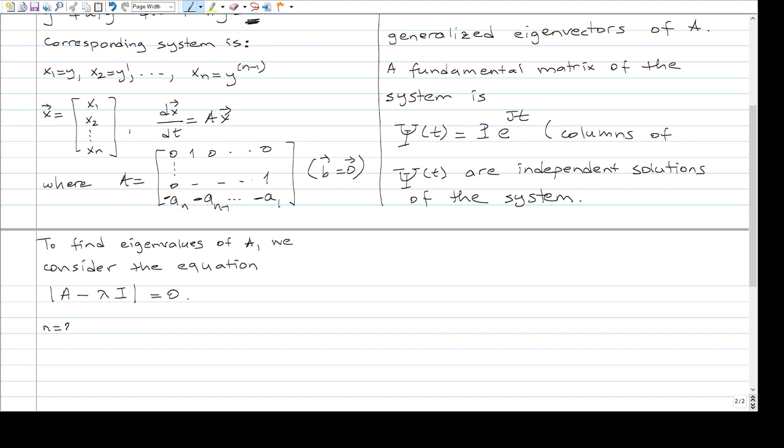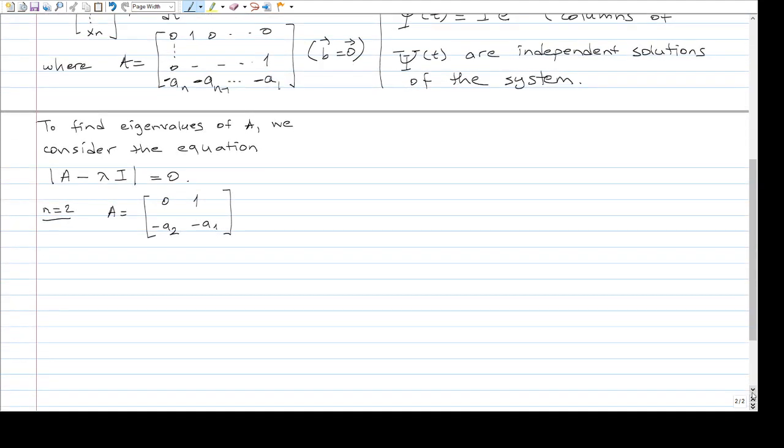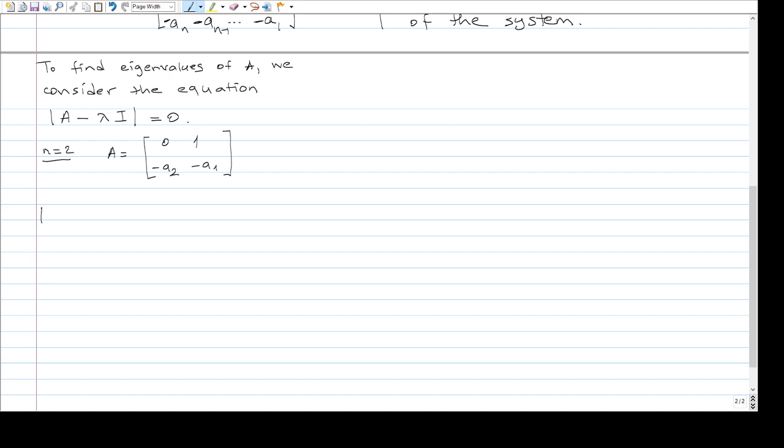So first, let's consider the case n equals 2. For n equals 2, the matrix A is 0, 1, minus a2, minus a1. So that the determinant of A minus lambda I is the determinant of minus lambda, 1, minus a2, minus a1 minus lambda. So this is minus lambda times minus a1 minus lambda, minus minus a2. So this is lambda squared plus a1 lambda plus a2.